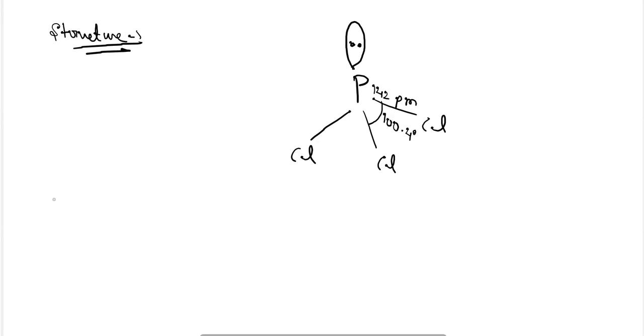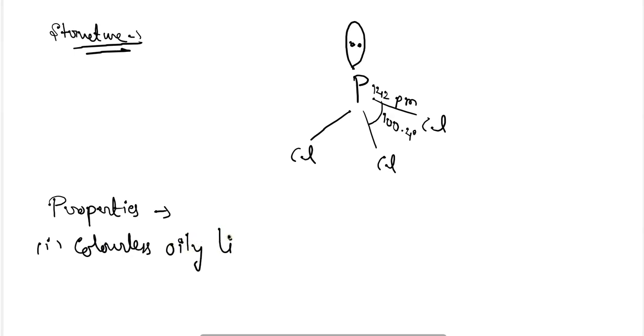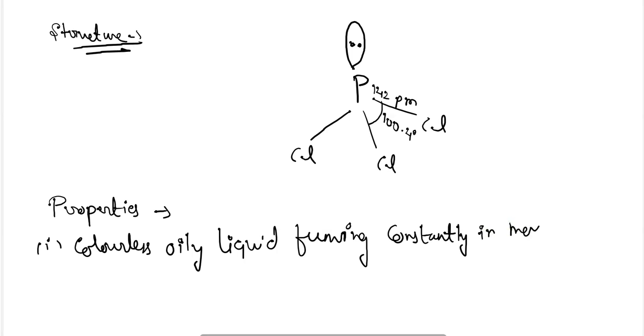What are some of the properties of PCl3? So first, it is a colorless oily liquid. Fuming constantly in moist air. It is fuming constantly in moist air.